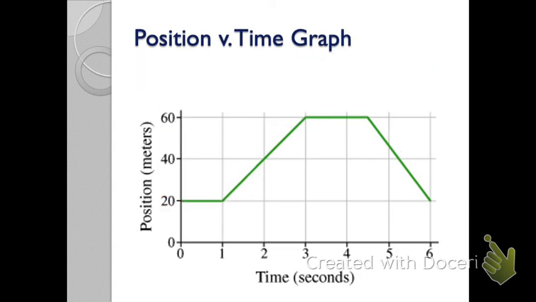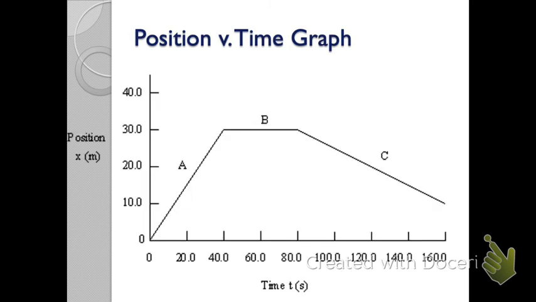What happens here from 3 to 4.5 seconds? They're standing still. So if this is our origin, what's my final displacement? It'd be 20 meters, because it tells me that I end up at 20 meters from start. Anytime I want to know displacement from a position versus time graph, I just read the y-axis.